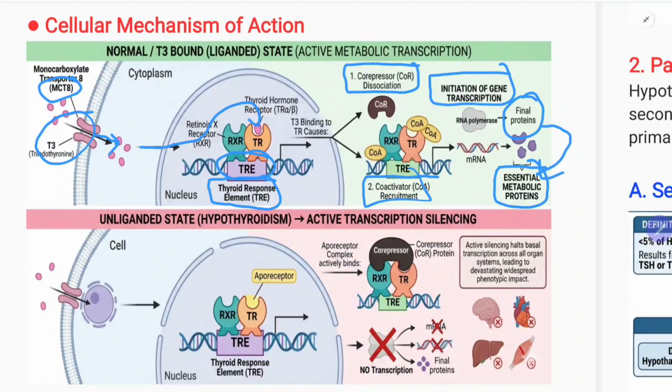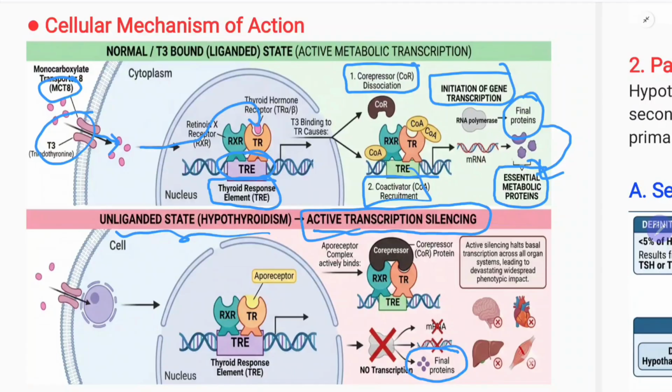If you give more thyroid hormone, the metabolism of the body will increase. It is like giving the accelerator to a car, it will heat up, because the functioning of the car is increased. And if you don't give fuel, the car will cool down, or it will not start at all. That is decreased metabolism. So in the hyperthyroid state there is increased metabolism, in the hypothyroid state there is decreased metabolism. In the unliganded state, in hypothyroidism, active transcription is silenced, so metabolic proteins are not produced.